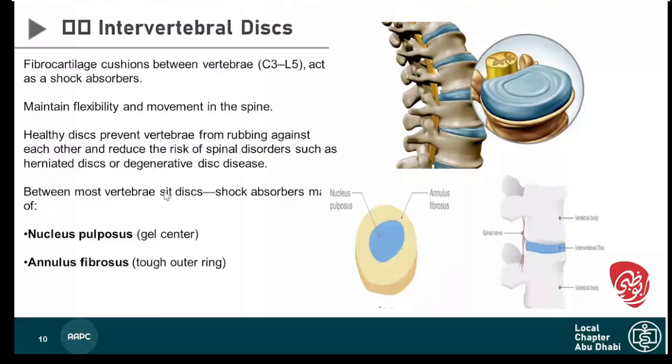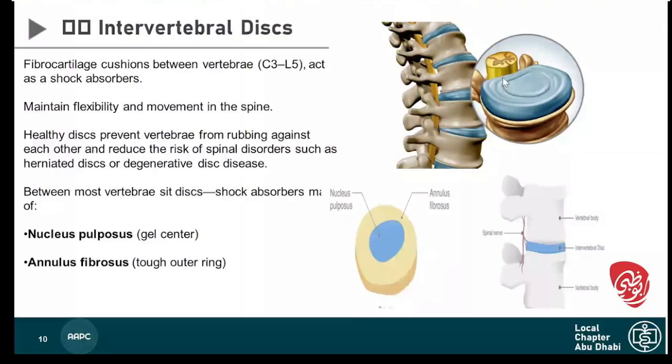The first one is the intervertebral disc. What is the intervertebral disc? These cervical vertebrae, thoracic vertebrae, and lumbar vertebrae are all separated by intervertebral discs. This is actually a cartilaginous plate. It provides a cushioning effect to the vertebrae. From C3 to L5 only we can see this intervertebral disc. It acts as a shock absorber, which means it helps in preventing the vertebrae from rubbing against each other.